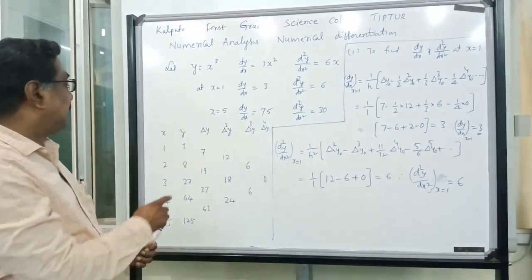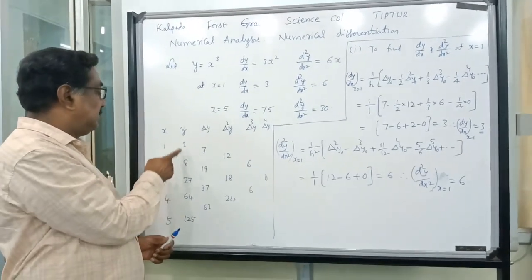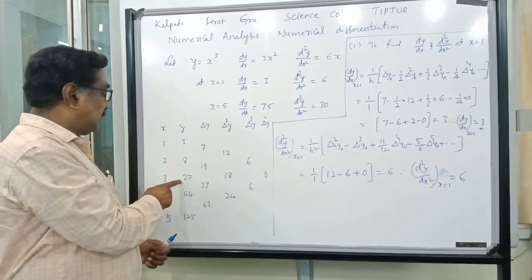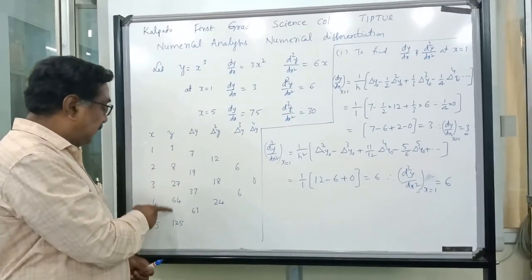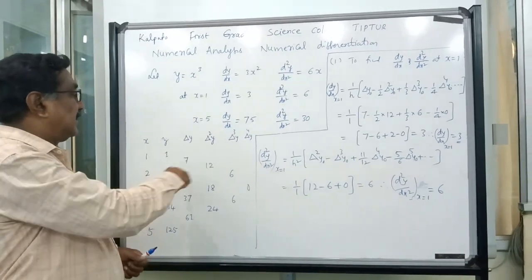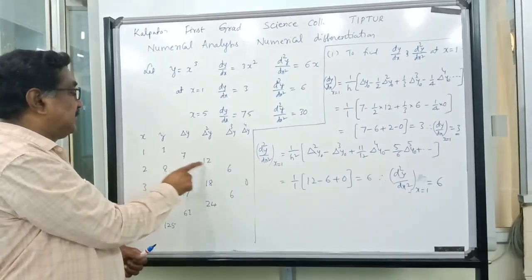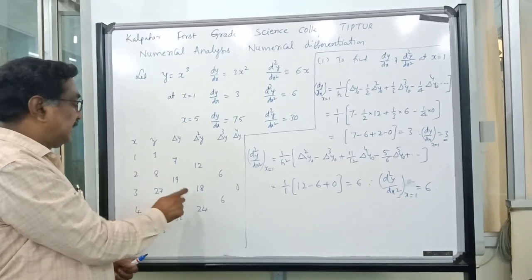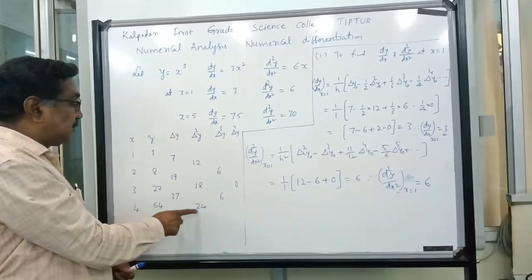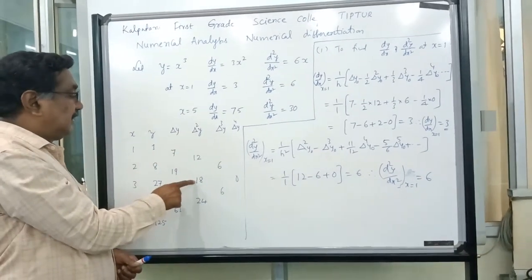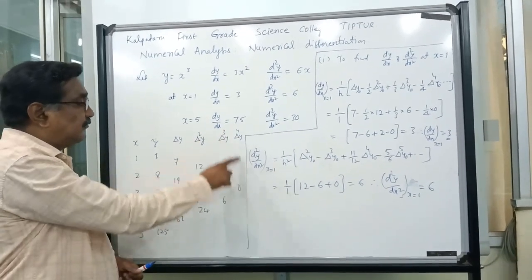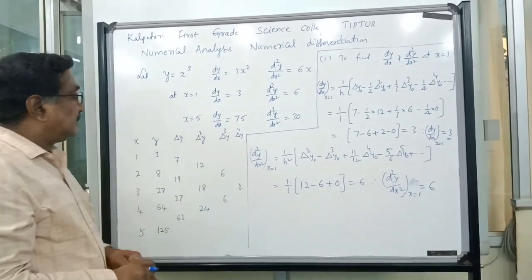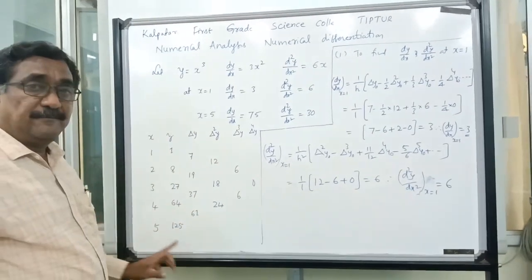You know very well how to construct the forward difference table. Again I am going to explain: the first differences are 8 minus 1 is 7, 27 minus 8 is 19, 64 minus 27 is 37, 125 minus 64 is 61. Similarly, the second differences are 19 minus 7 is 12, 37 minus 19 is 18, 61 minus 37 is 24. The third differences are 18 minus 12 is 6, 24 minus 18 is 6, and the fourth difference is 6 minus 6 is 0. This is called the forward difference table.